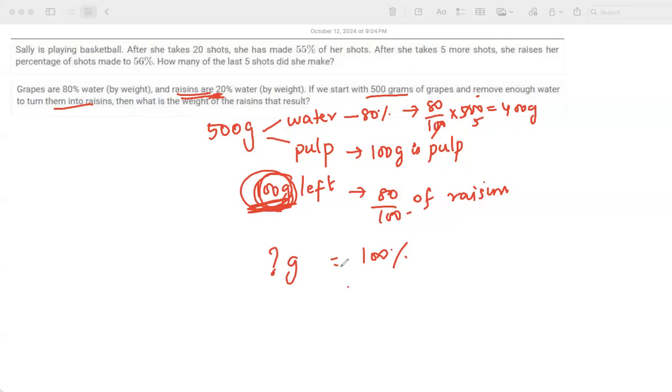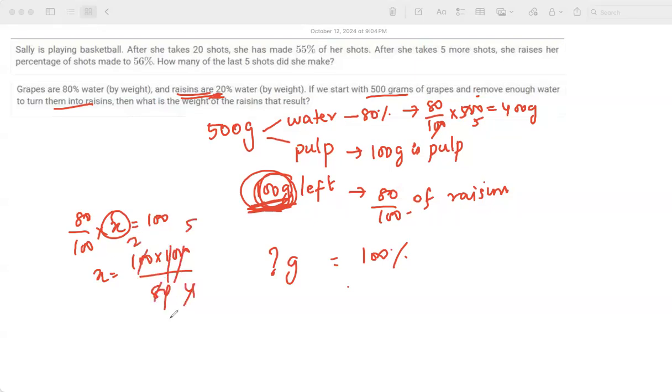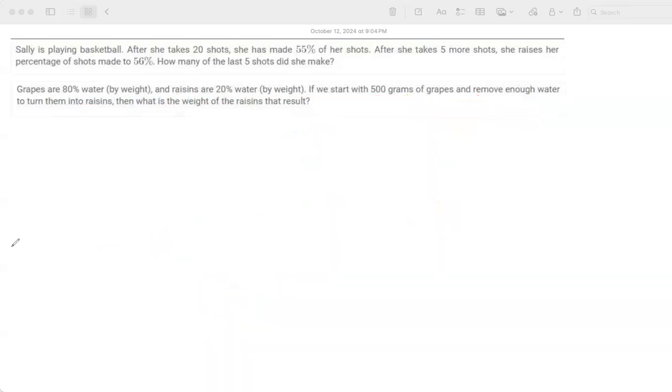When you're given 80% of a number, 100, what is that number? 100 times 100 by 80. So the weight of the raisins is 125 grams. Arman, did I reach your brain? Yeah, now I get it.